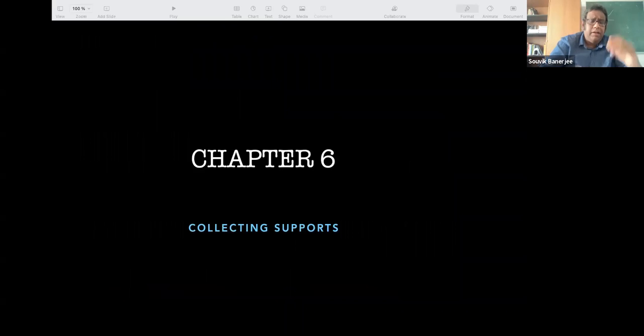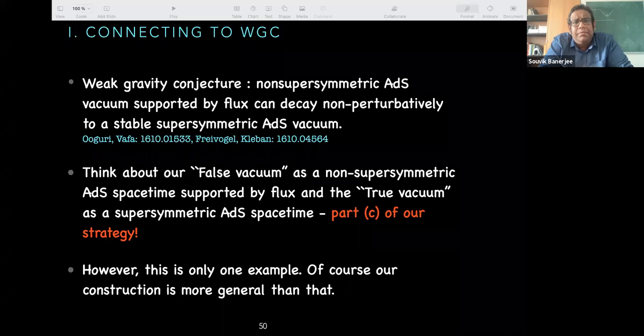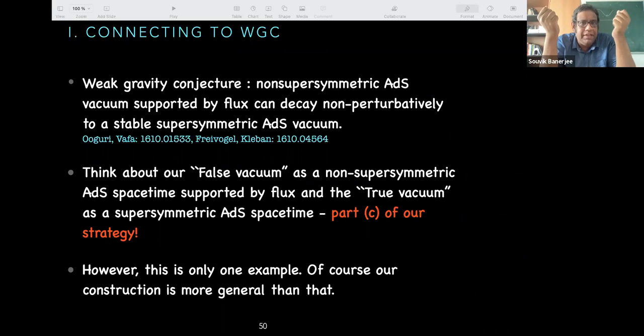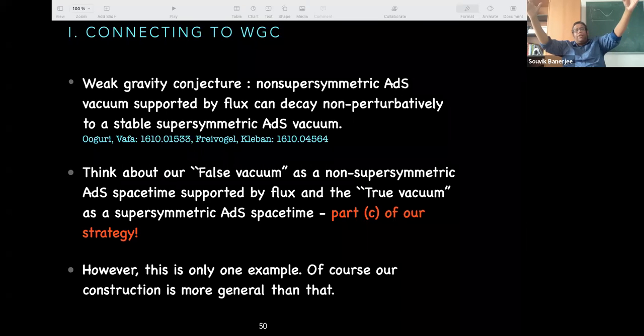Okay, and then connecting to the first part of the talk. Why we are interested in this program is that it is consistent with the fact that a non-supersymmetric AdS vacuum supported by a flux can decay into a non-perturbatively stable supersymmetric AdS vacuum. One example that we can immediately think of, and for which we also gave a detailed supergravity setup in one of the papers, is that we can think of this false vacuum as a non-supersymmetric AdS, which is supported by flux. Then following this fragmentation theorem, this false vacuum decays into a supersymmetric AdS vacuum, which is a true vacuum. And you can see this in an explicit example.